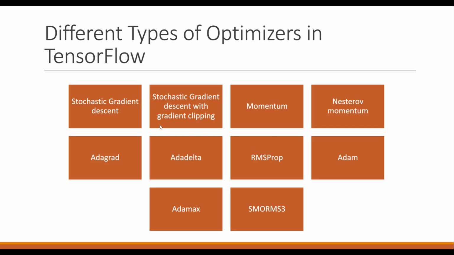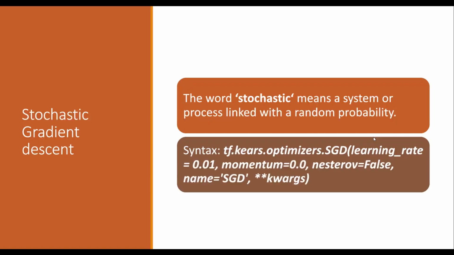These are the optimizers we are going to use in TensorFlow, but we will discuss only a few optimizers. The first one is stochastic gradient descent. After that, momentum, adaptive gradient optimizer, adaptive delta optimizer, RMSprop, and Adam. Now we will briefly understand these optimizers. The first one is stochastic gradient descent.